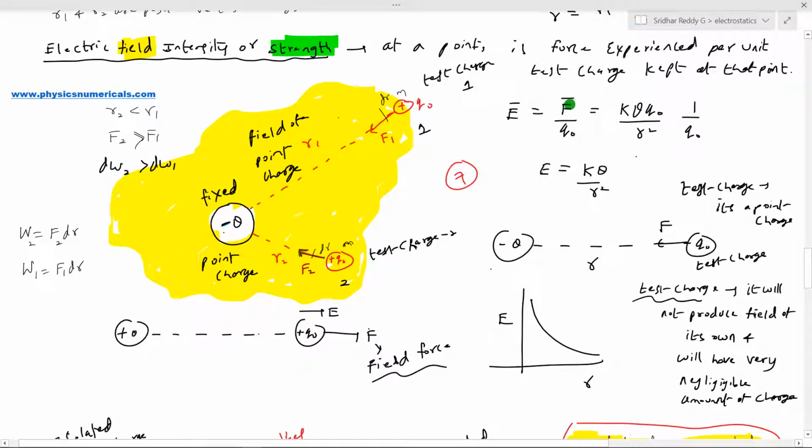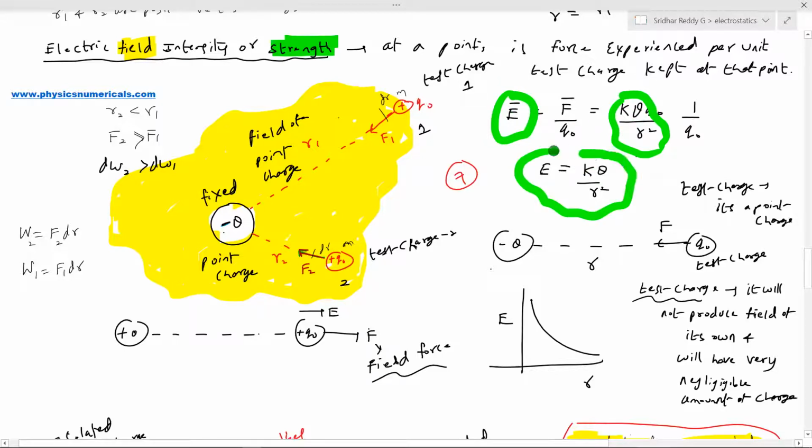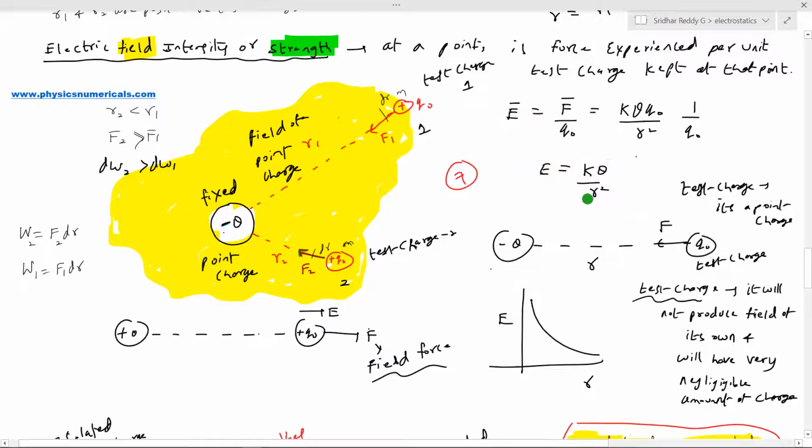And what is the definition? It says force experienced per unit test charge. What is the field strength at a given point? I want the field strength at this point. What should I do? Take the force experienced per unit test charge kept at that point. Now, what is the force of interaction? K Q Q naught by R square. Q naught cancels out. Then what will be left over? K Q by R square. Only these quantities will be left over. So this is the electric field. What is the electric field? K Q by R square.